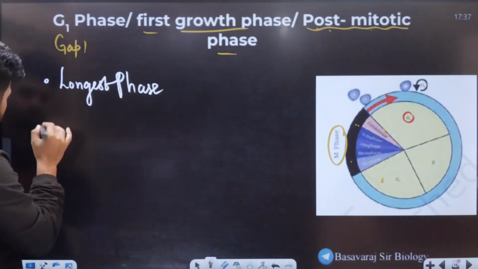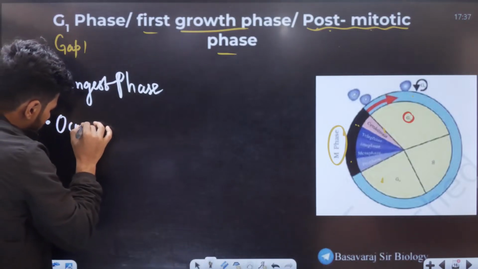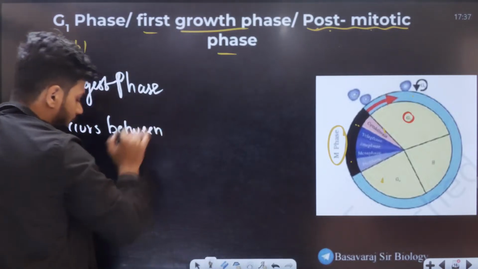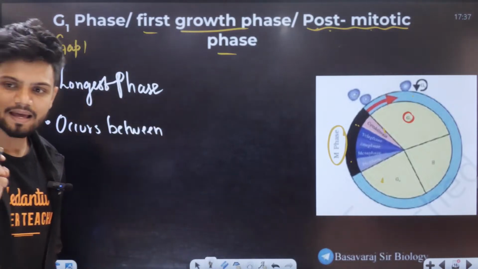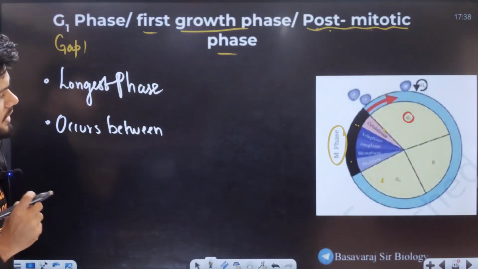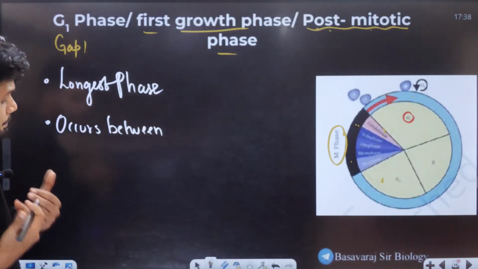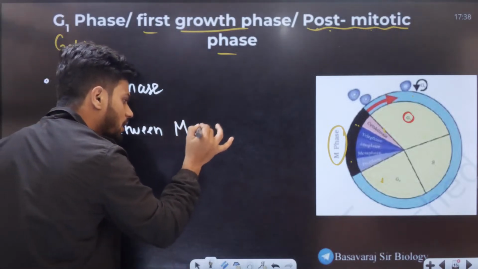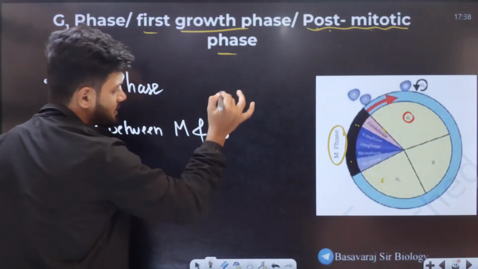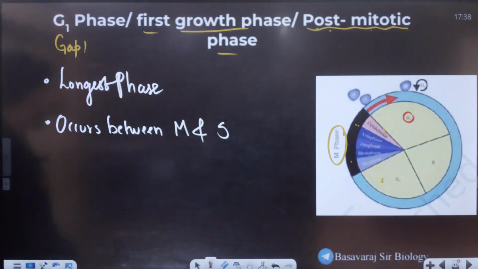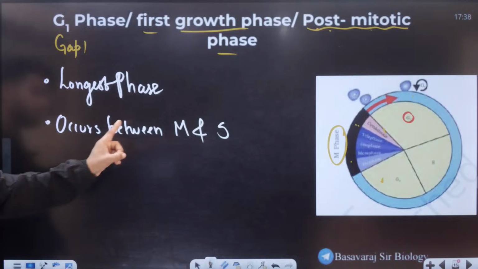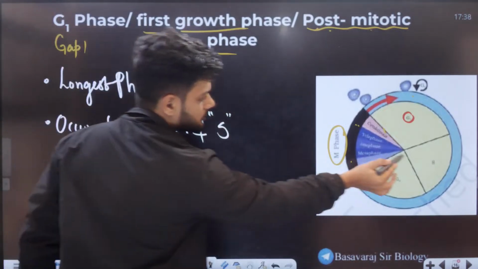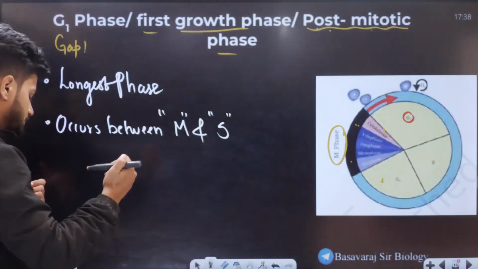Now, this phase occurs between, can anyone tell me, which 2 stages? Can anyone tell me between which 2 stages we find G1? We find it between, students, M and S. Can all of you agree? It is occurring between the M phase and the S phase. Here, S is here. Done.